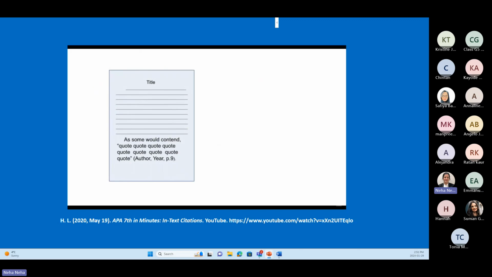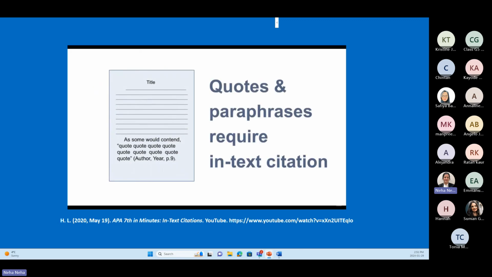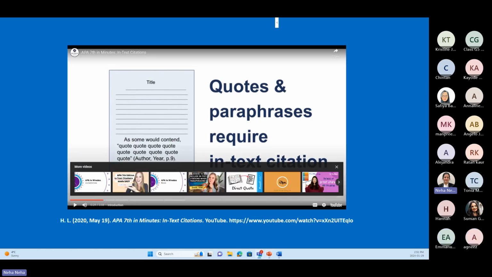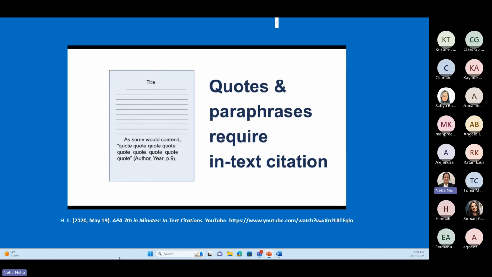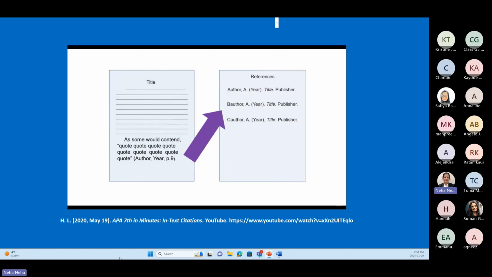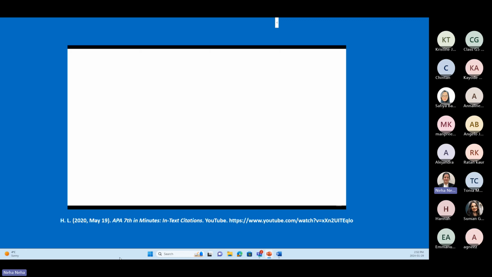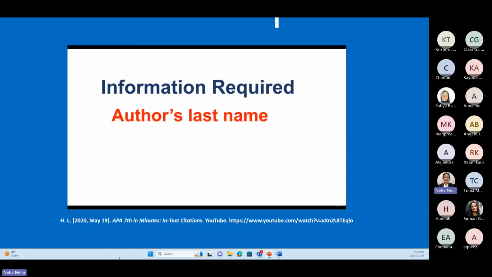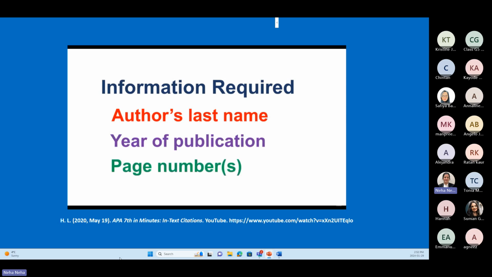Any time that you paraphrase or quote someone else's words or ideas within the body of your paper, you must give credit to the original author with an in-text citation. An in-text citation is a short citation that refers the reader to the full reference at the end of a paper. A basic in-text citation will commonly include the author's last name, year of publication, and the page number where the information was found.